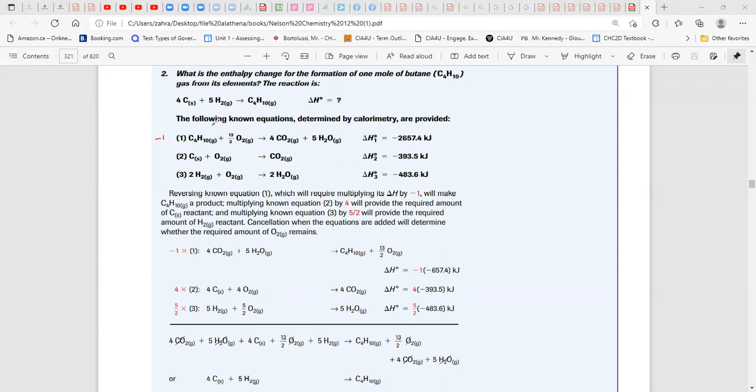Look at the hydrogen. See, the hydrogen is here in one place, and the coefficient of that is 5, but the coefficient is 2.